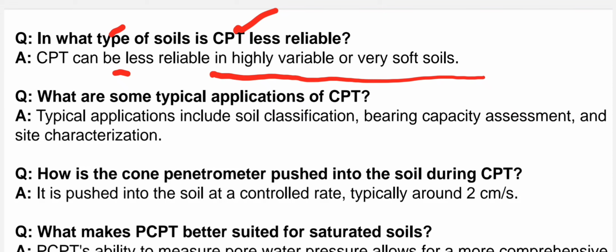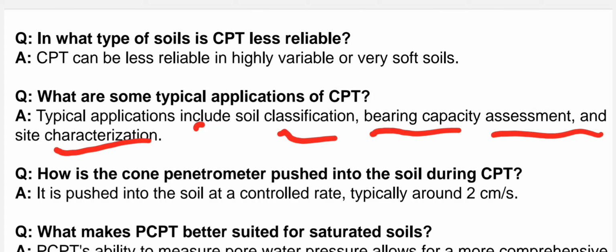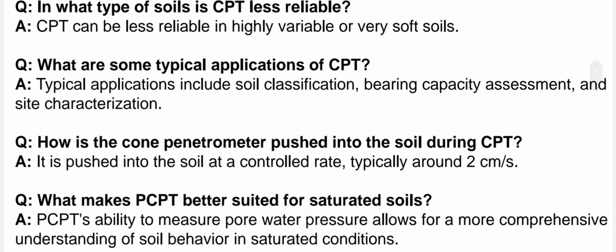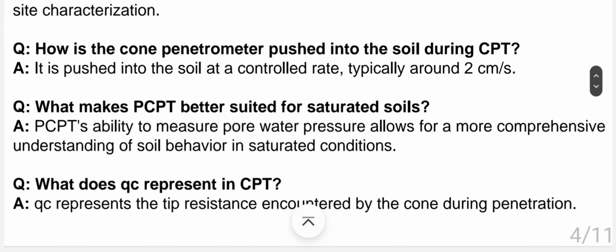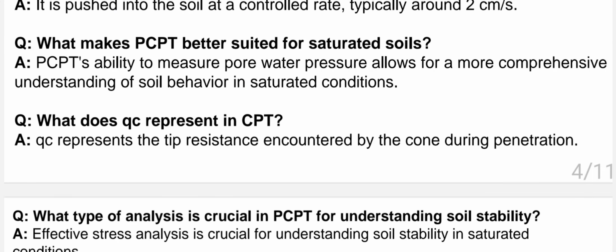What are some typical applications of CPT? Typical applications include soil classification, bearing capacity assessment, and site characterization. How is the cone penetrometer pushed into the soil during CPT? It is pushed into the soil at a controlled rate, typically around 2 cm per second.